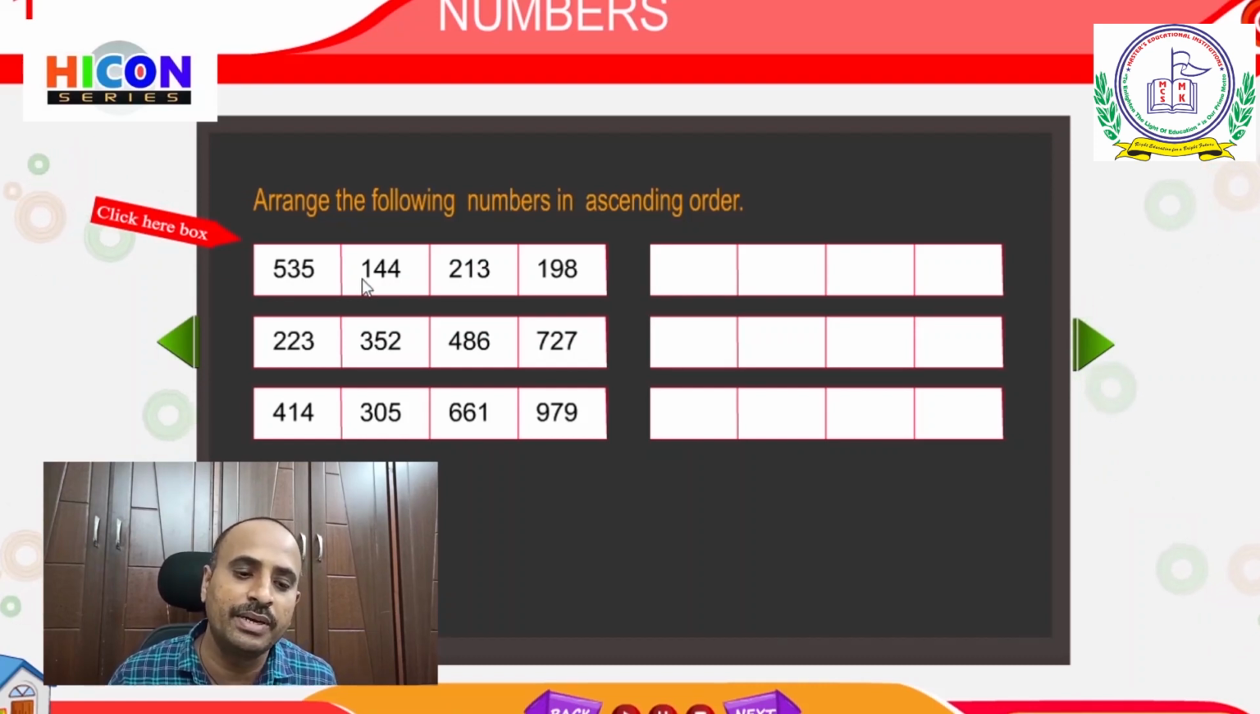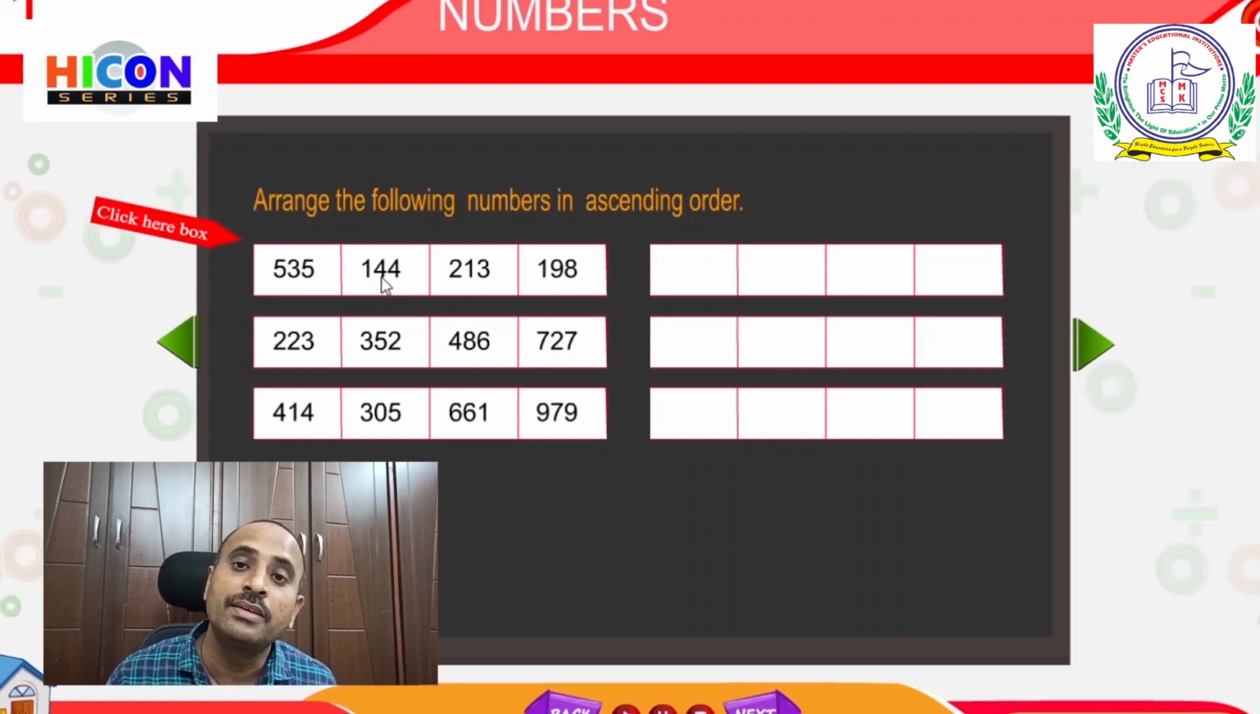So in the first number, the first digit is 5. Whereas in second number, the first digit is 1. Whereas in third number, the first digit is 2. Whereas in fourth number, the first digit is 1. Here, 1 is smaller than 2 and 5. So here there are 2 smaller numbers. That is 144 and 198. So these are the 2 numbers having same digit in the hundreds place.